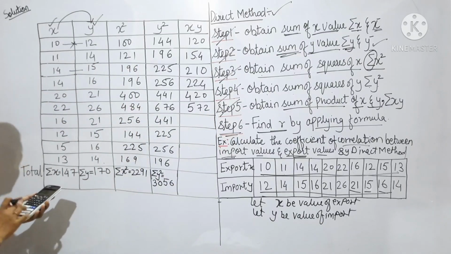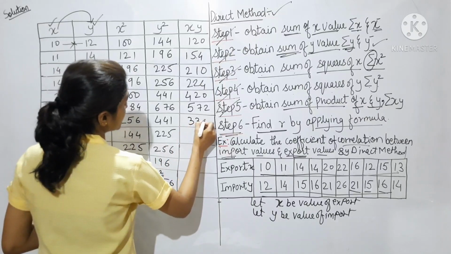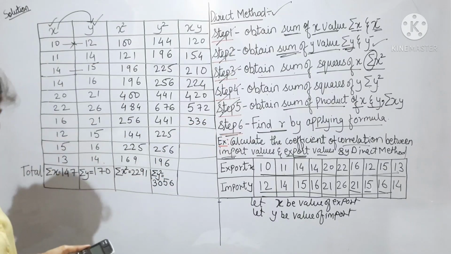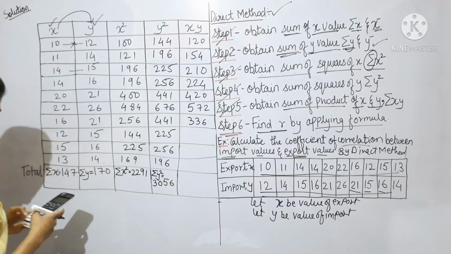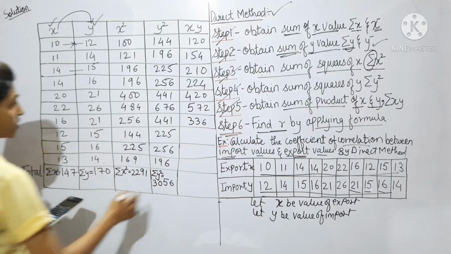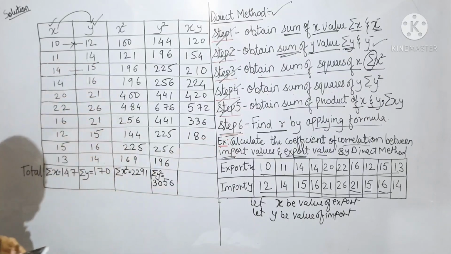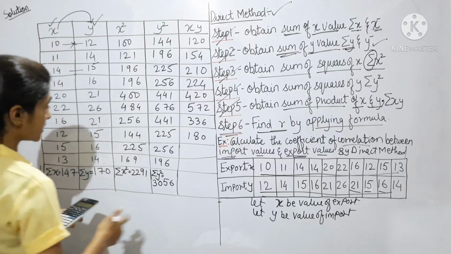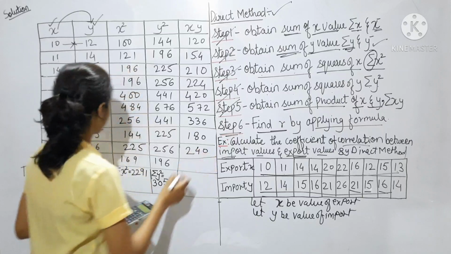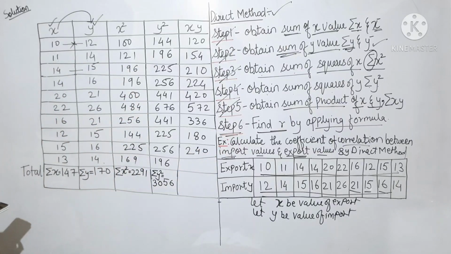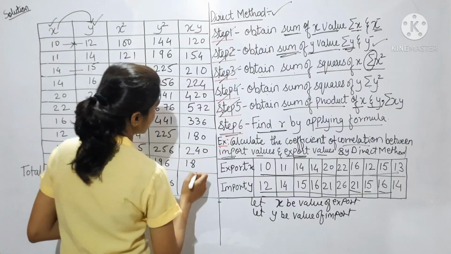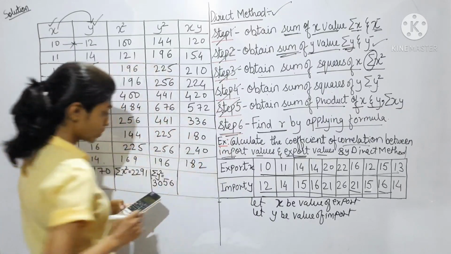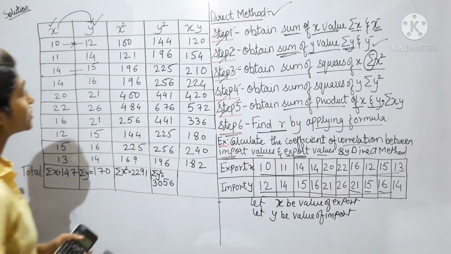16 multiplied by 21, 336. 12 multiplied by 15, 180. 15 multiplied by 16, 240. 13 multiplied by 14, 182. Okay, so I have got all the values.